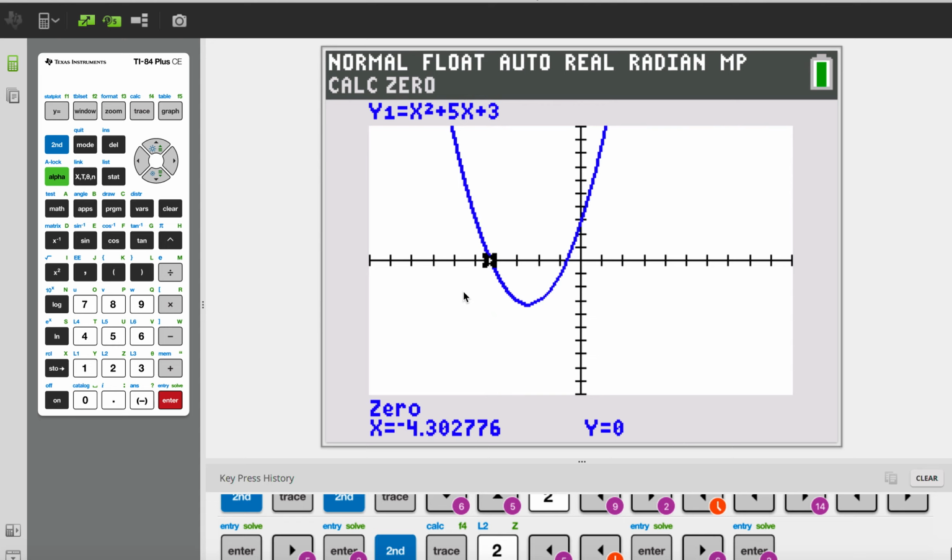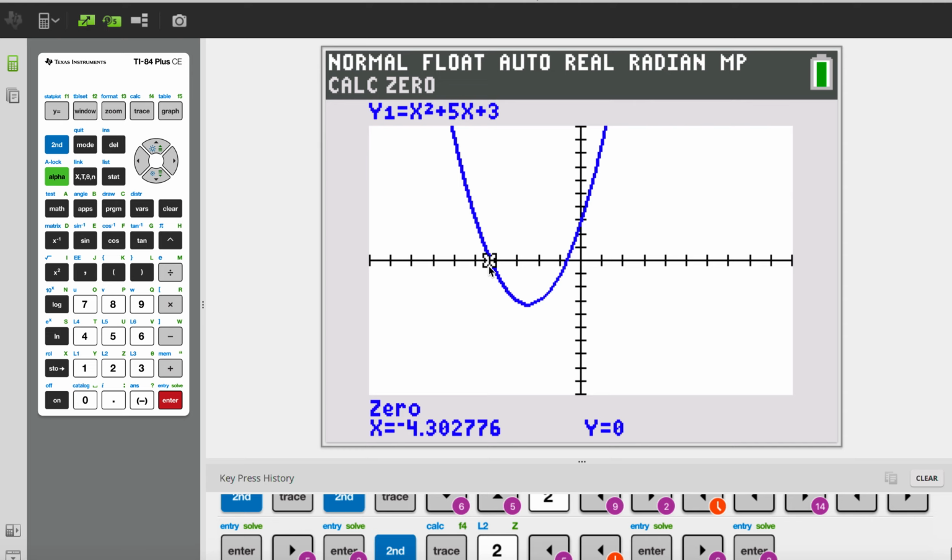Congratulations, you found your second root. This is about negative 4.3. So in the exam, you just have to copy down these 2 points in possibly 2 decimal places onto a notebook. So this is our first skill we need to learn about how to find the root.